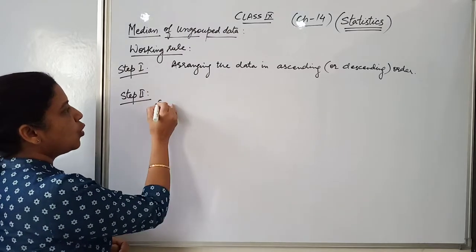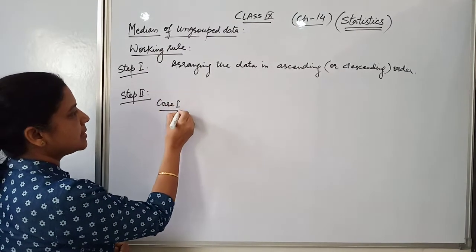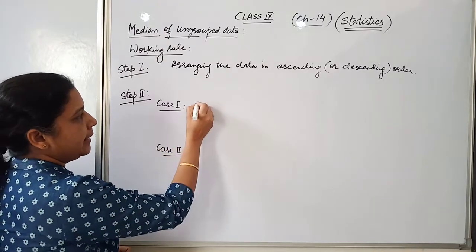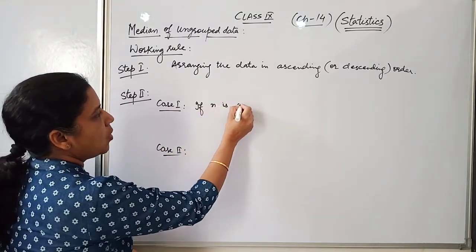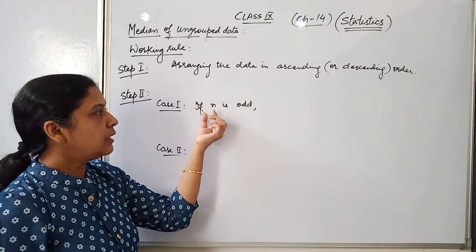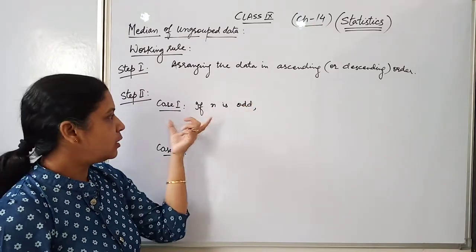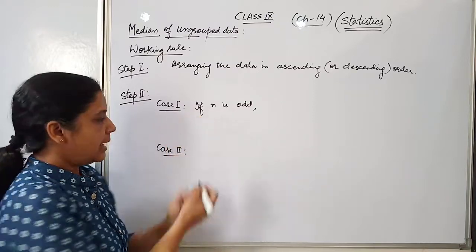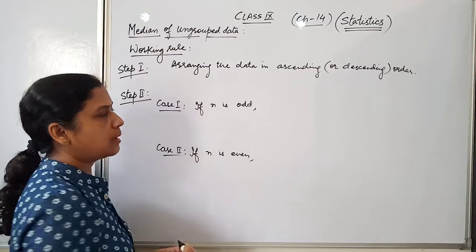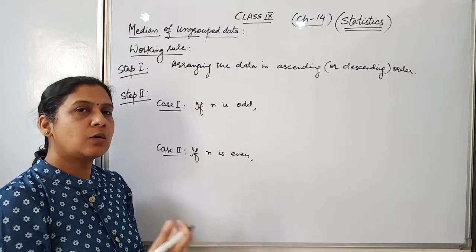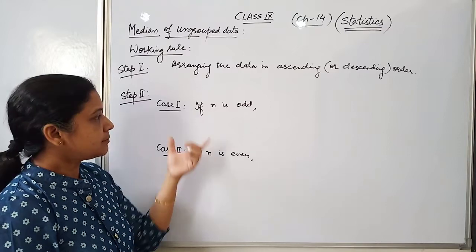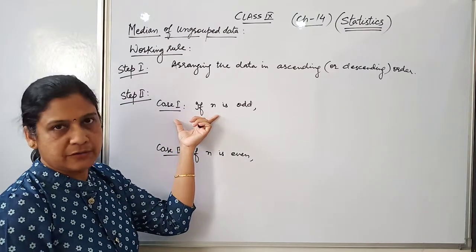This step 2 opens up into two cases, case 1 or case 2. If n is odd, n is the number of terms, if the number of terms is odd, then you will go with case 1. And if n is even, if you count the number of terms and it is even, then you will go with case 2. So let's discuss case 1 first of all.